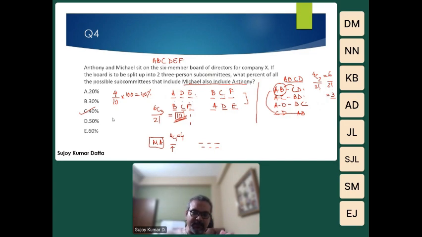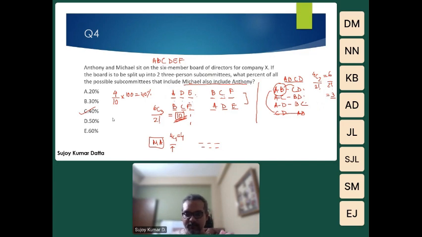Was this okay, everyone? The 4C1 part is clear because I already have A and M together among the 3. I have 2 already. I just need the third person and I have 4 people left. I can choose any one of those 4, so I just do 4C1. So there are 4 such groups where you will have A, M together. Total 10 such groups. So as a percentage, it's 40%.